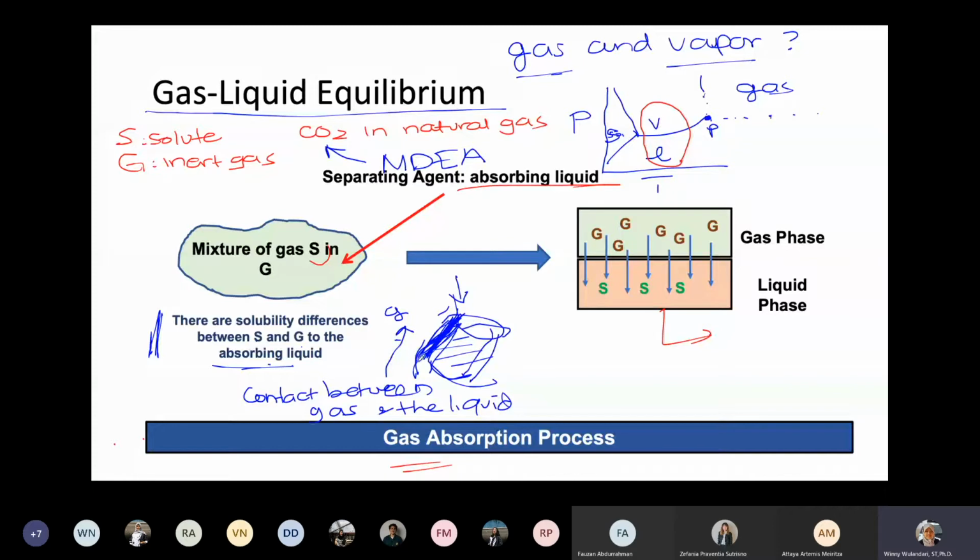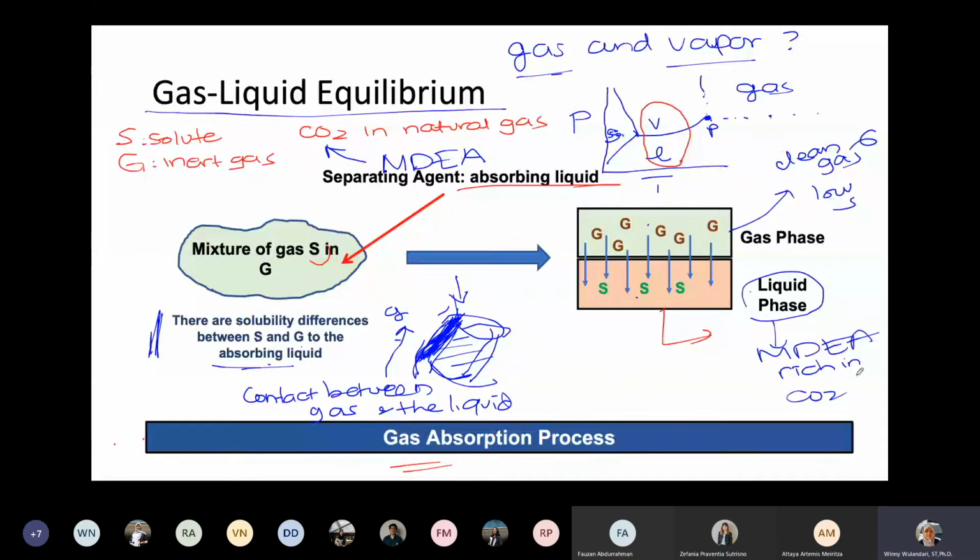Once there is contact, there would be mass transfer, and then it's going to go into equilibrium. With equilibrium, the solute from the gas phase will be dissolved into the liquid phase. So you end up with a clean gas, which is low in S. This is gas G, and you end up with the MDEA, for example, the monodiethylamine, rich in CO2. This is the principle of the gas absorption process.